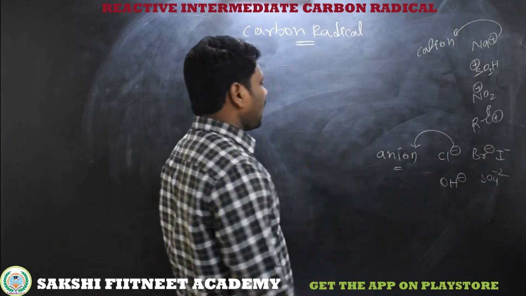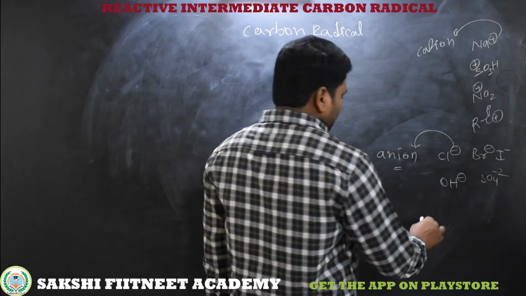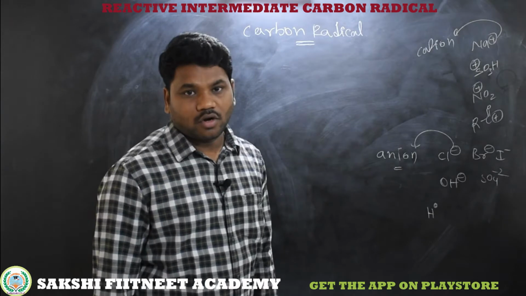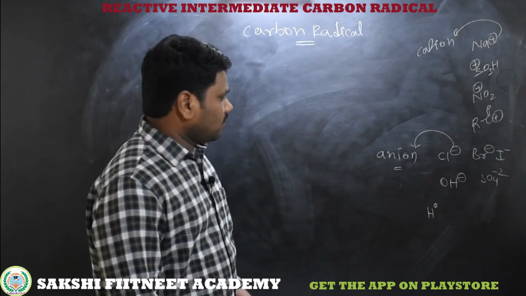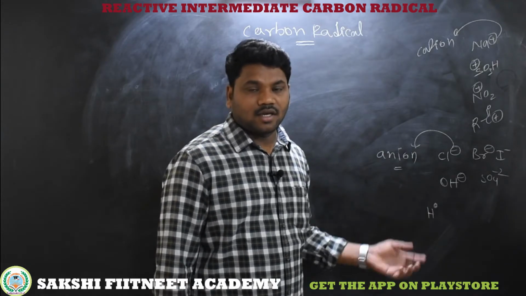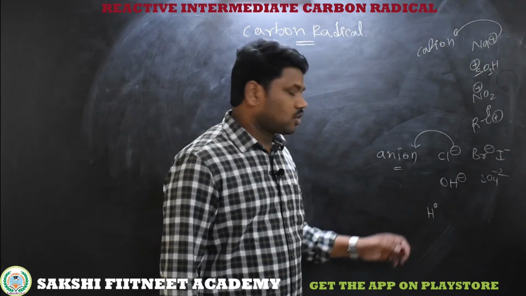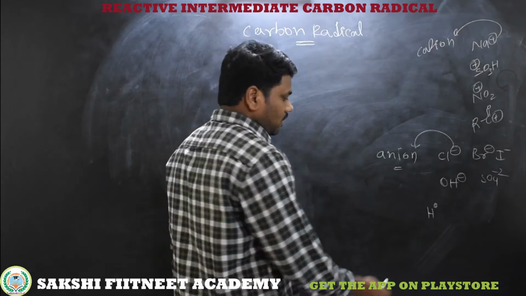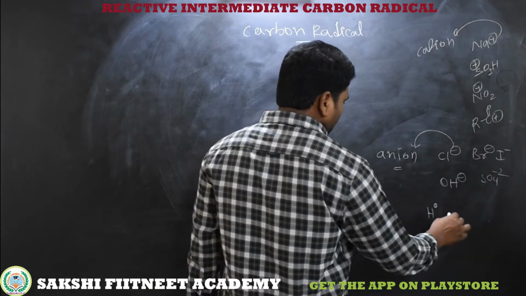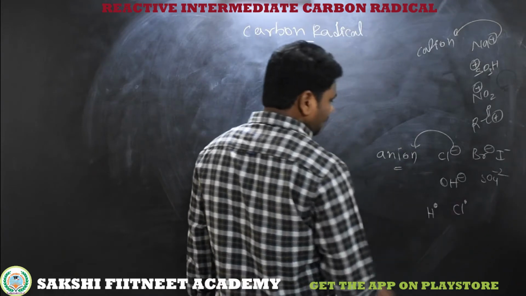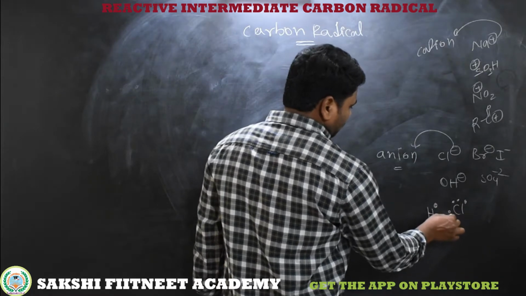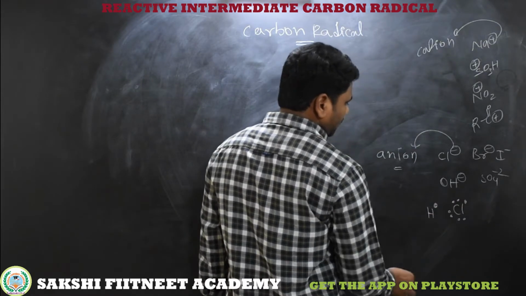Then what about a radical? Simply, an element or group of elements which has an odd number of electrons. So out of all electrons, one is unpaired, and the remaining exist as bond pairs or lone pairs. Those are called free radicals. For example hydrogen, a one electron system, an odd number of electrons. Here I am taking a Cl radical. Around this chlorine we have 3 lone pairs and 1 unpaired electron.